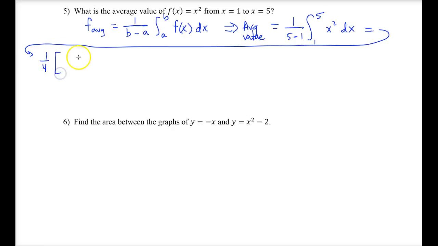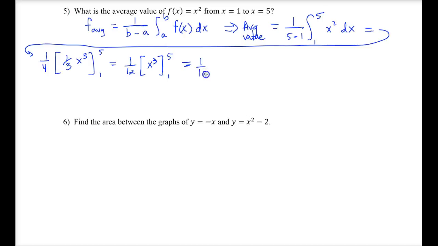We know that the antiderivative of x squared is just going to be 1/3 times x cubed. We've done that in similar problems here. And we're going to evaluate that antiderivative from x equals 1 to x equals 5. And so we'll go ahead and factor out that 1/3 here and multiply it times 1/4. And that'll give us 1/12. Then, of course, there'll be x cubed left from 1 to 5.